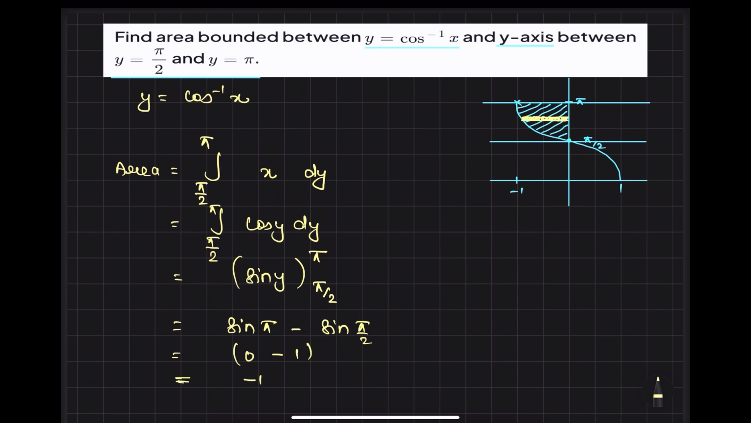You also know that you cannot have negative area. Okay, so what will we do? We will put a mod on it so that we can have the positive area. So at the end, what you have to do? You have to take the modulus. Okay, so it is 1 square unit.